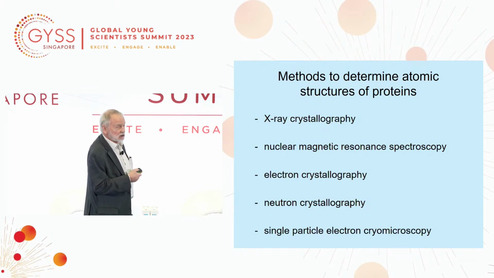I would like that very much, but you need a neutron source, which is very expensive, and you also need huge crystals, maybe 1 centimeter in each direction, in order to get really good diffraction of the neutrons. And nowadays, the method of choice is single particle electron cryomicroscopy. But when I started in the 70s, the only method was X-ray crystallography.